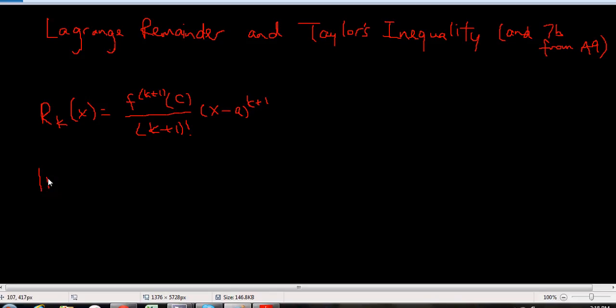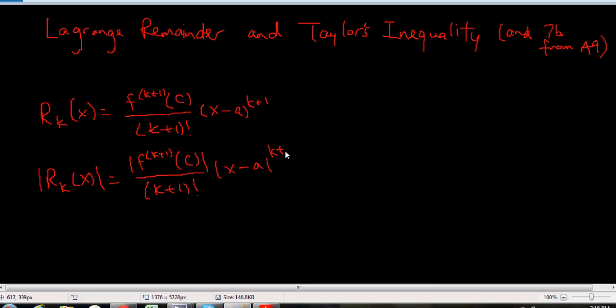So in an effort to make it look like Taylor's inequality, I'm going to take the absolute value. Everything else has an absolute value sign. The k plus 1 factorial, well, that's always going to be positive, so I don't really need one here. Times x minus a to the k plus 1. Great, so this looks a lot like Taylor's inequality. The only thing is this thing on the top is usually replaced by some sort of M k plus 1 thing. Alright, so let's deal with just that piece and see what's up with it.